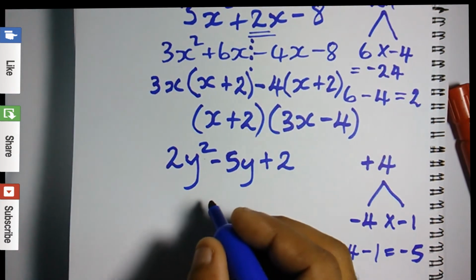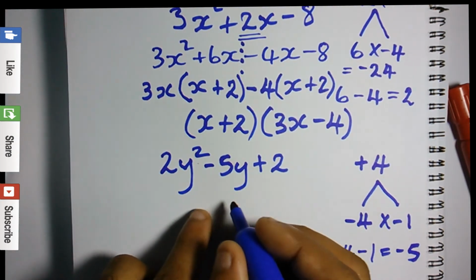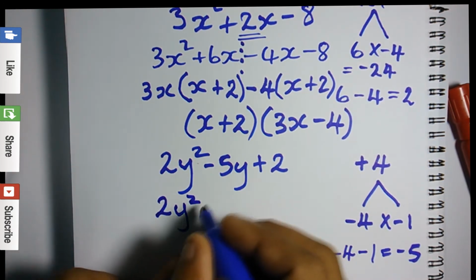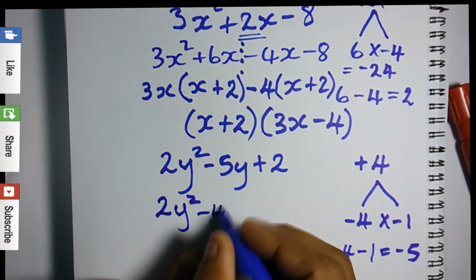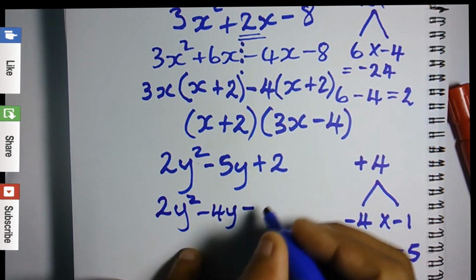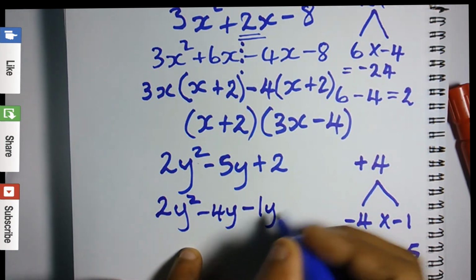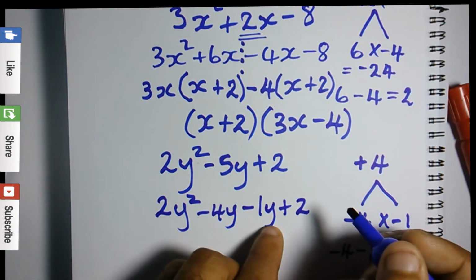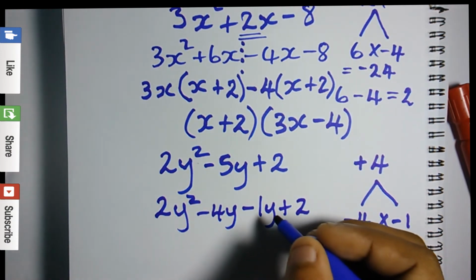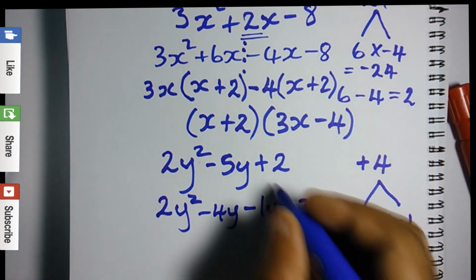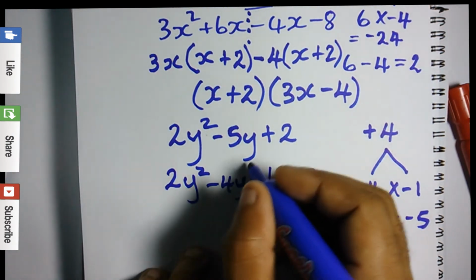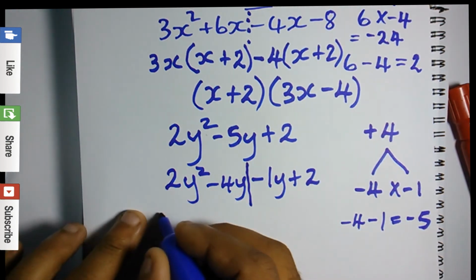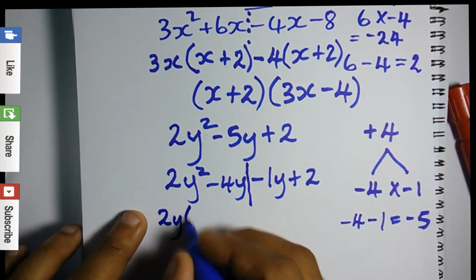So what am I going to do? I'm going to replace the middle term with these two factors. So I'm going to have 2y squared minus 4y minus 1y plus 2. Now remember, 1 times y is y, but I don't think the examiner will penalize us for putting 1y. So we're going to factorize by what again? Grouping. So the first pair, realize that 2y is common.